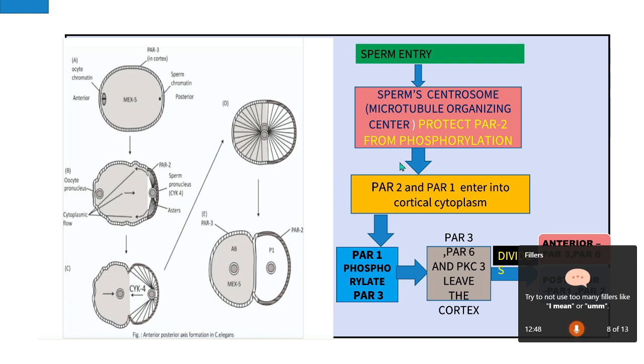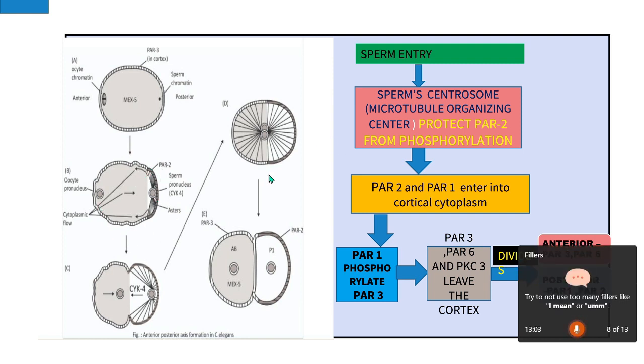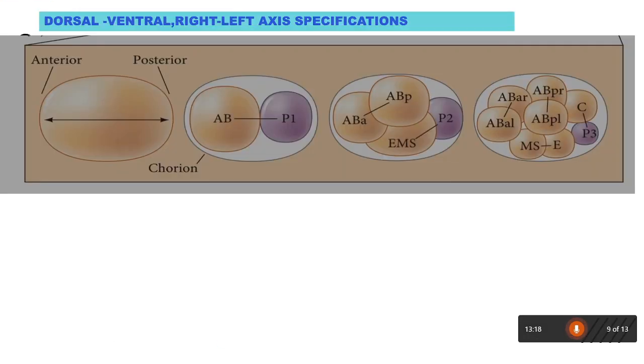Look into the picture now. We can see PAR3 in the cortical cytoplasm, and upon sperm entry, PAR2 is relocating to the cortical cytoplasm. Once that occurs and division occurs, PAR2 will be in the posterior, P1, and PAR3 will be in the anterior. So this is how the anterior-posterior axis forms in C. elegans. Now we're moving on to dorsal-ventral and right-left axis specification or formation.